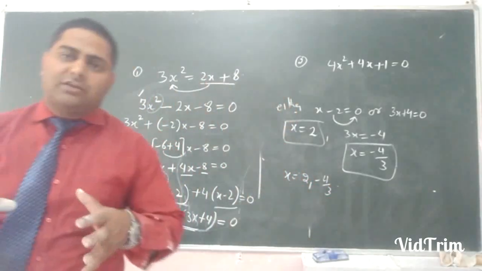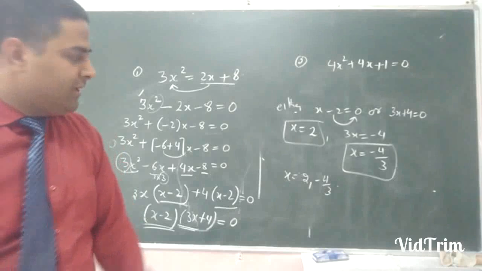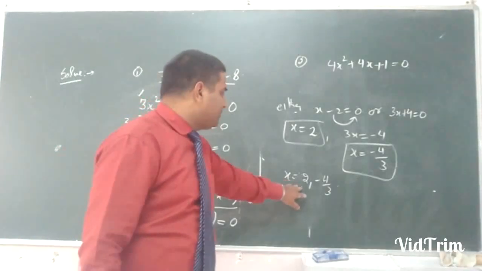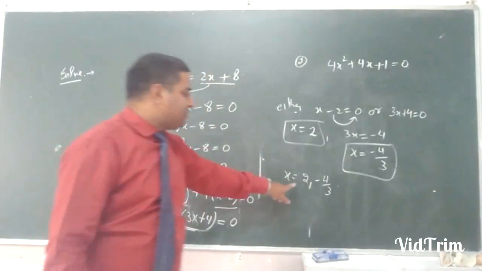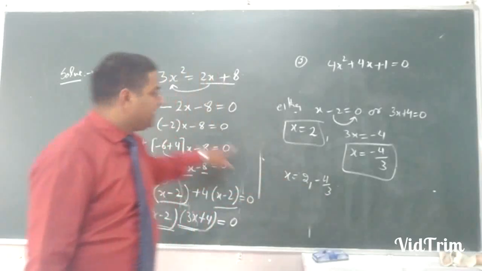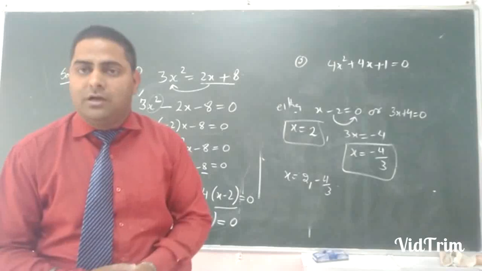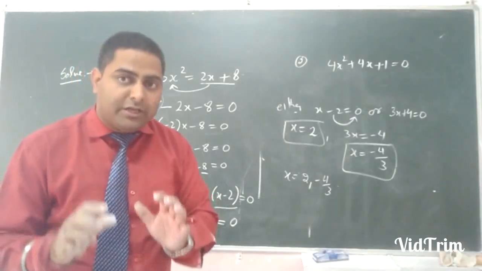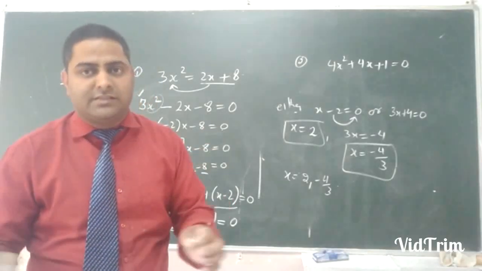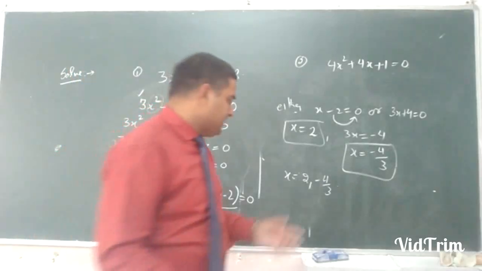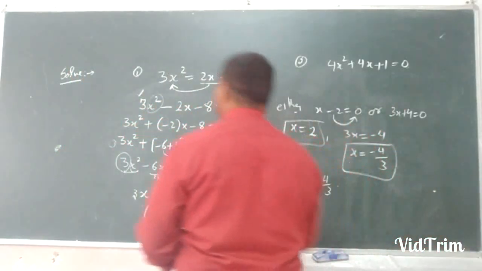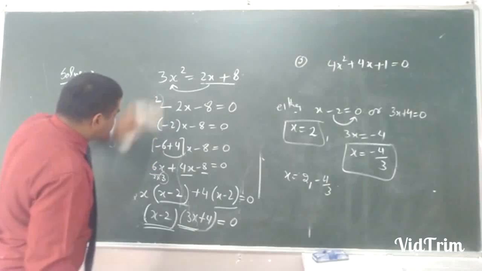Now if you want to check your answer, you substitute the values of x equal to 2 here, then substitute x equal to minus 4 by 3 here. You will find that left hand side is always equal to right hand side. If they are not equal, it means your answer is wrong. Right? Now, let us move towards the second question, which is given here.